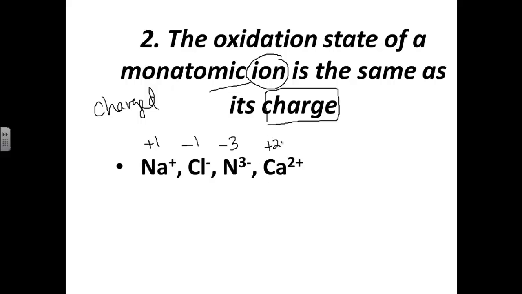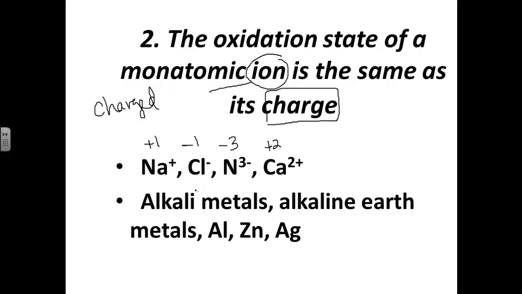Also, as normal writing or nomenclature, we usually write the ion charges out to the side and the oxidation numbers up above. It's another way to separate them. Some other ones to keep in mind: obviously your alkali metals are all going to be +1. Your alkaline earths are going to be +2. You've got aluminum, which is always going to be +3 if it's an ion.